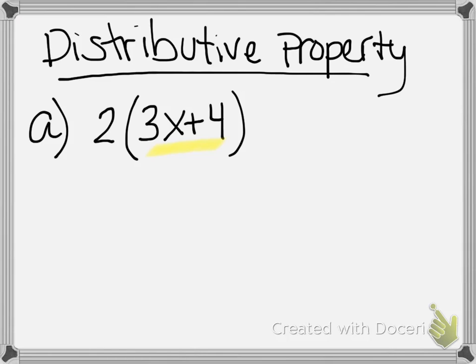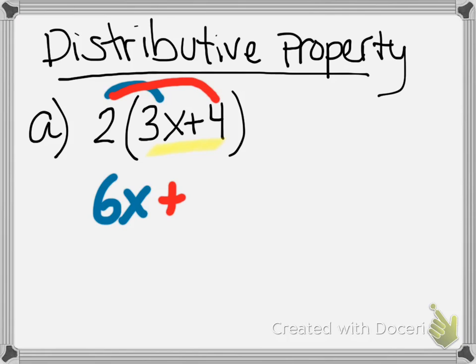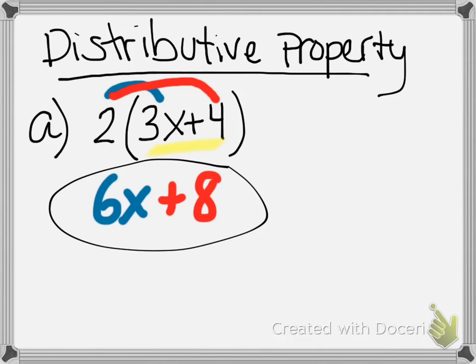The distributive property says that if you have a number multiplied by a binomial or any kind of polynomial, you can actually multiply them separately. So 2 times 3x makes 6x. And then 2 times 4 makes 8. So then my answer is 6x plus 8.